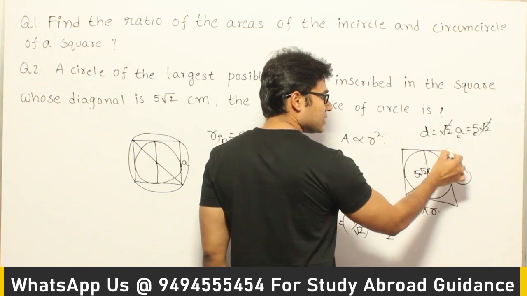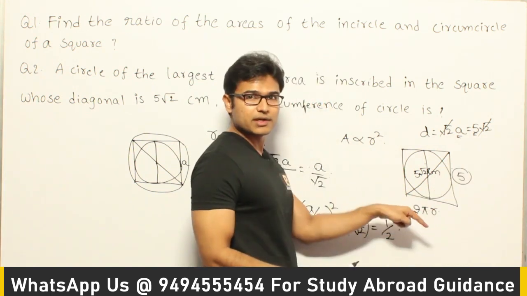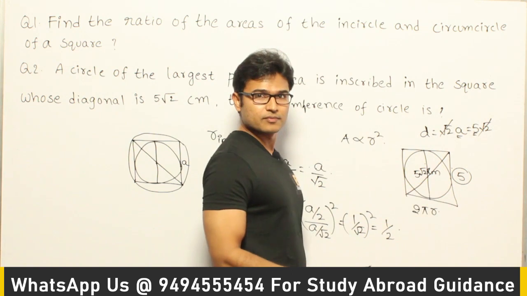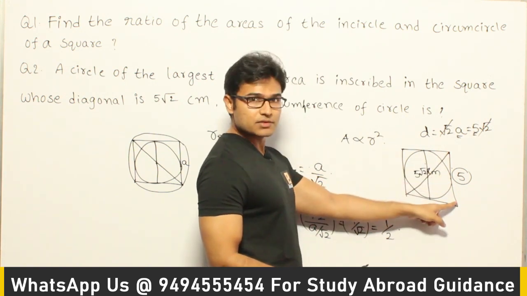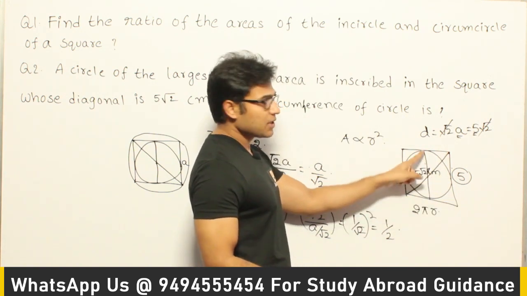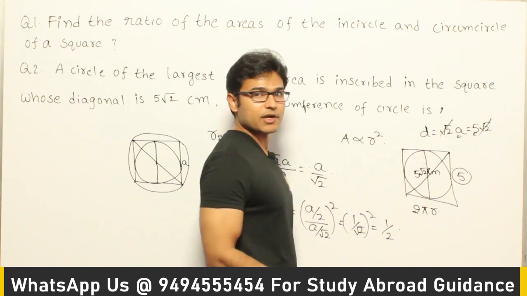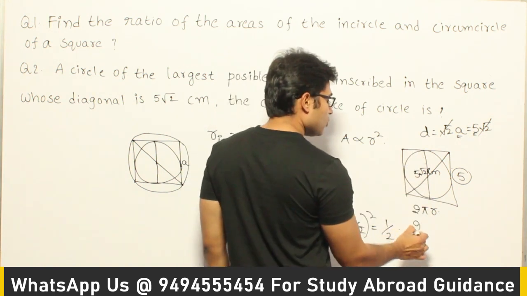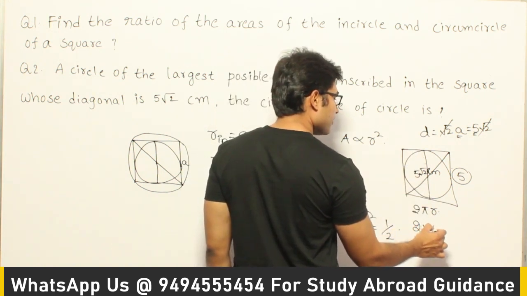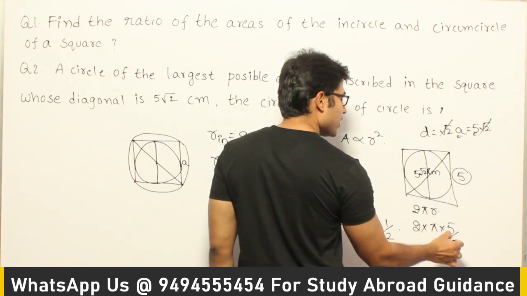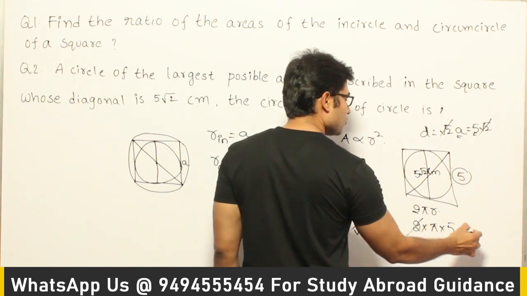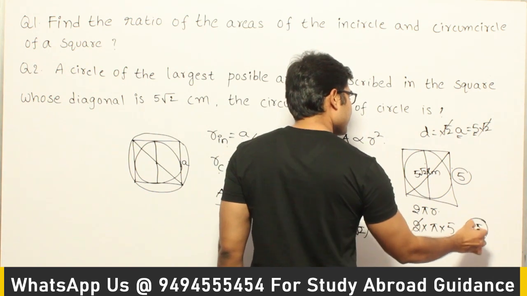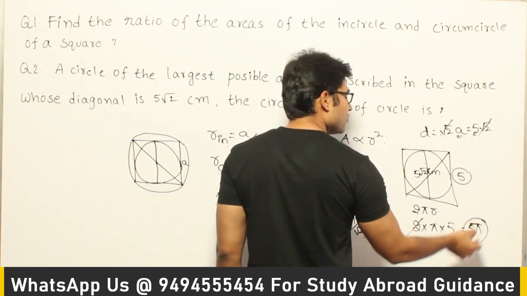Now once you find out the side of the square, you can find out the radius. So what is the radius? 5 by 2, isn't it? Side of the square is 5 and therefore diameter is 5 and therefore radius is 5 by 2. Okay, so 2 into pi into 5 by 2, so it is 5 pi, right? So 5 pi is the answer.